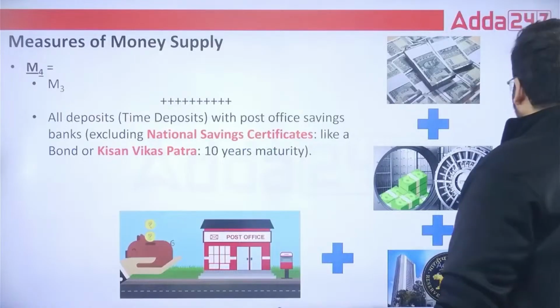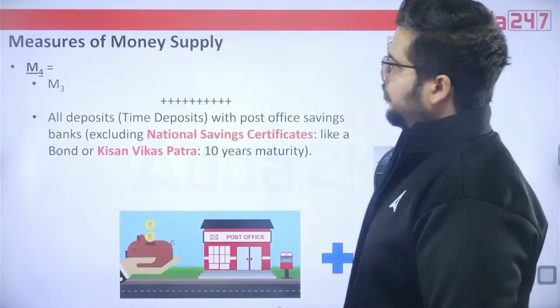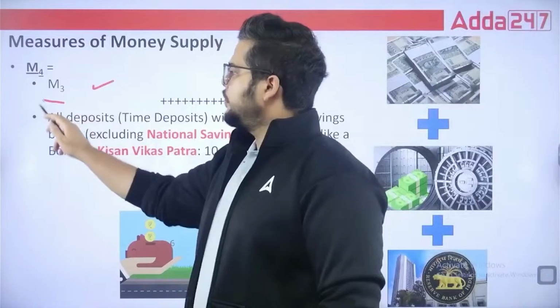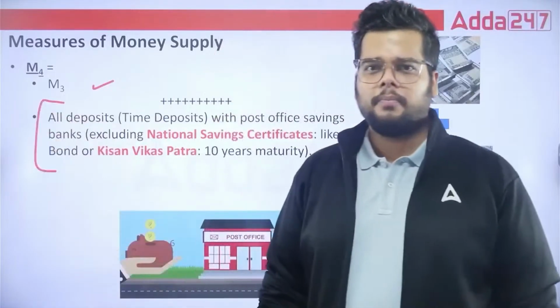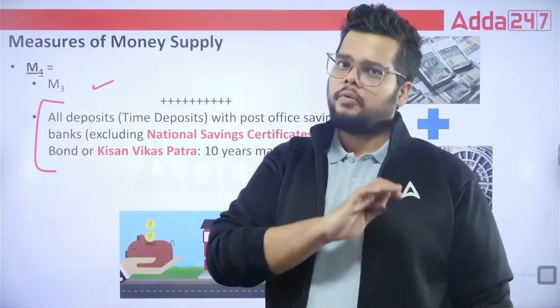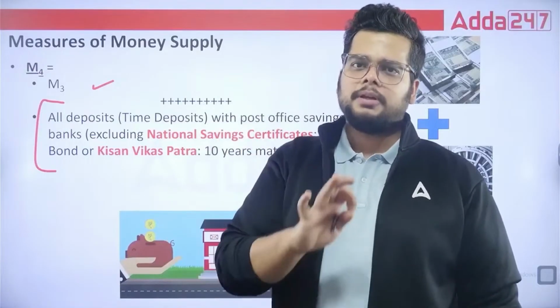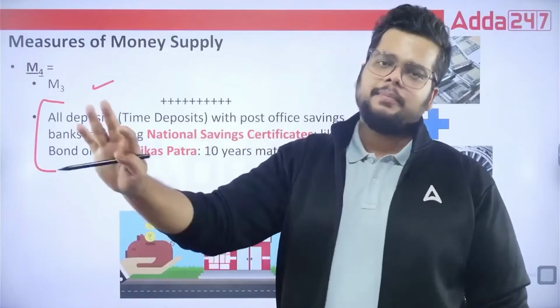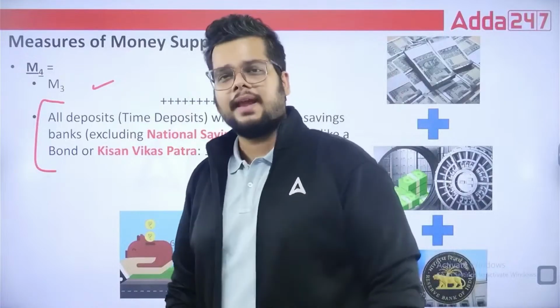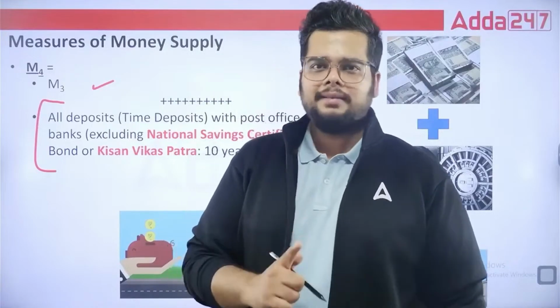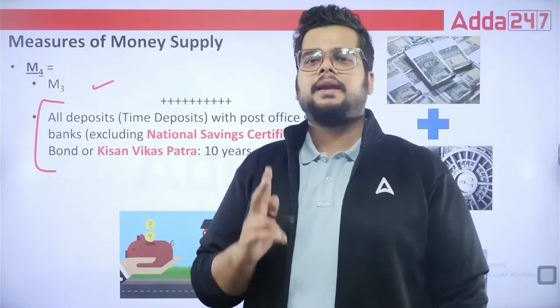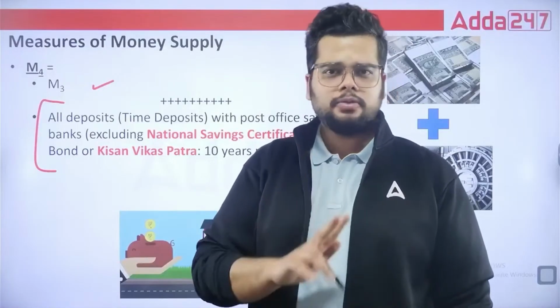Next, when we talk about M4, so M3, along with that you will be adding up the post offices component, and the component will not only include the time deposit saving but the entire deposits of your post offices, except for 2 things. One, NSC, that is National Savings Certificate. Secondly, the Kisan Vikas Patra. Only these 2 will be excluded.